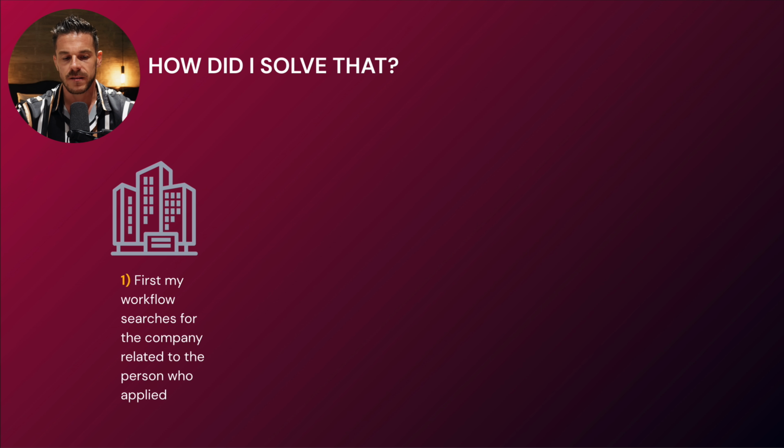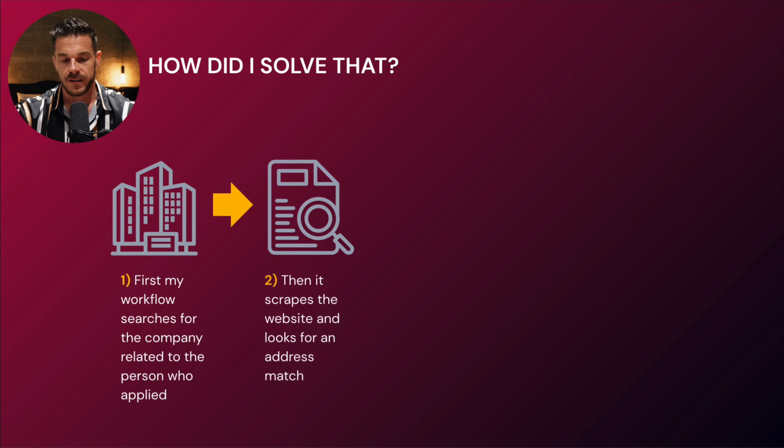And now I show you how I solve that with my workflow. So everything begins that my workflow searches for the company most related to the person who applied for a certain office space at the platform. When a company is identified, my workflow then scrapes the website of that company and looks for an address match. So I provide my workflow all the addresses the person applied for, and I also provide the workflow the addresses that we found on the company website that we scraped.